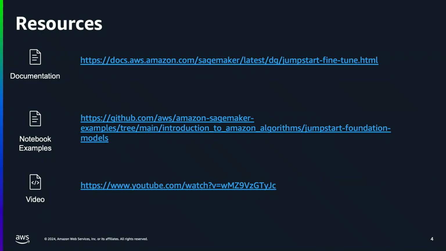So what are some resources viewers can use to learn more about this? Let's look at the resources now. So we have the Jumpstart fine-tuning official documentation. We have provided a link here to that. We also have several notebook examples in the Amazon SageMaker examples repository. You can go to this link there, and you can see various fine-tuning code examples there if you want to fine-tune using code. And then we also have a video on how to fine-tune a model in SageMaker Jumpstart.